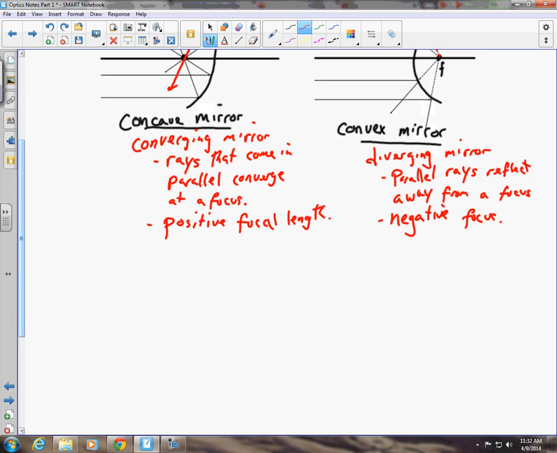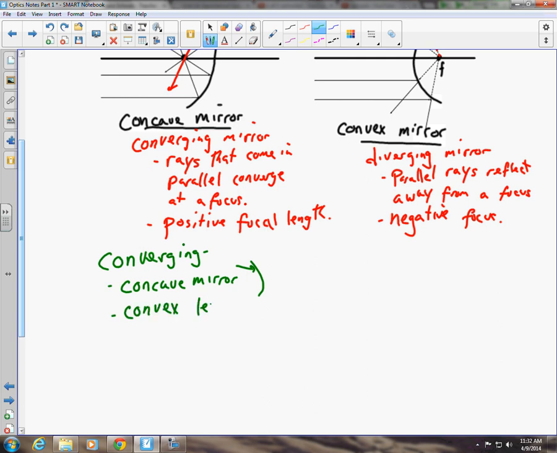Okay, if I talk about converging, we just said that that works for a concave mirror, like this. But it was true for a convex lens. So you have to kind of memorize that, okay? A converging mirror is a concave mirror, and a converging lens is a convex lens. So concave mirrors are actually going to act like convex lenses.